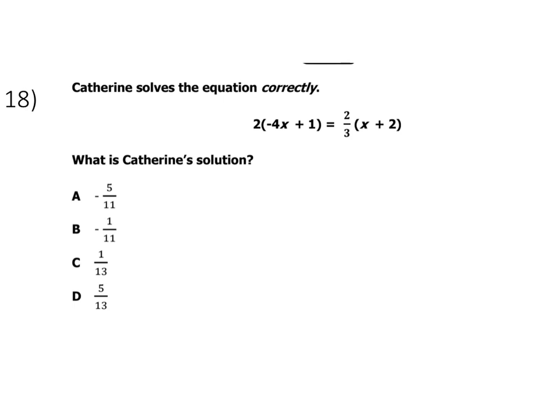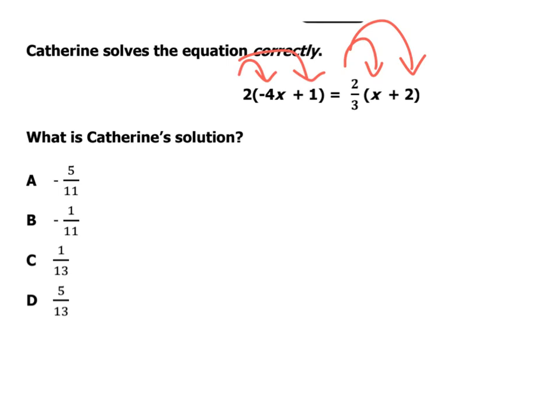Catherine solves the equation correctly, and then what is Catherine's solution? So we have to distribute on both sides. Again, I would go ahead and take the route of solving and not plugging in, even though, yes, since it's multiple choice, you could plug in if you're not good at solving these equations. Like this: negative 8x plus 2 equals 2/3 x plus, and when I simplify this, I get 4/3 because 2 times 2 is 4.